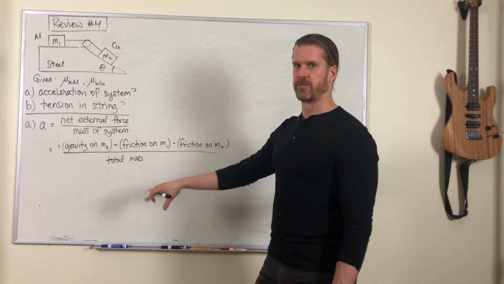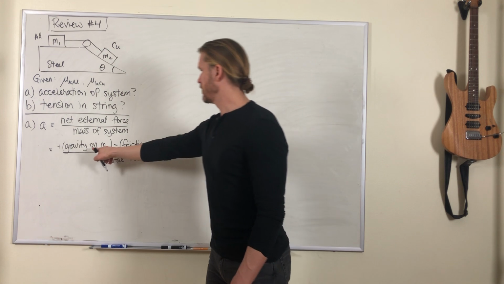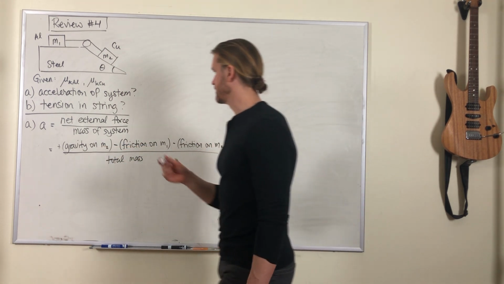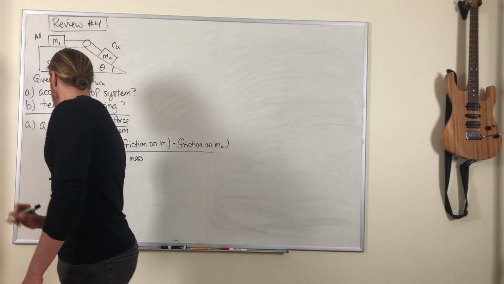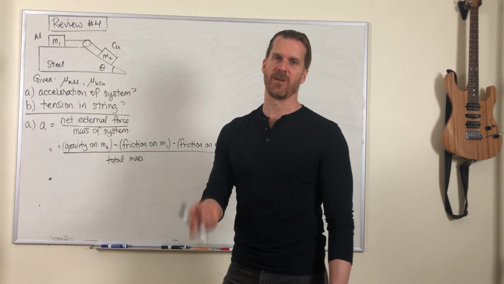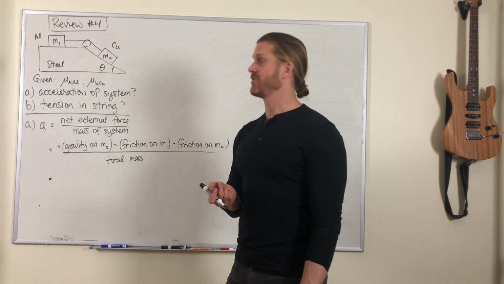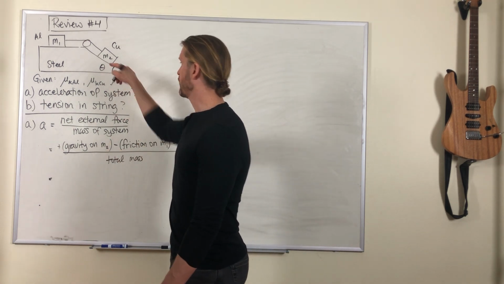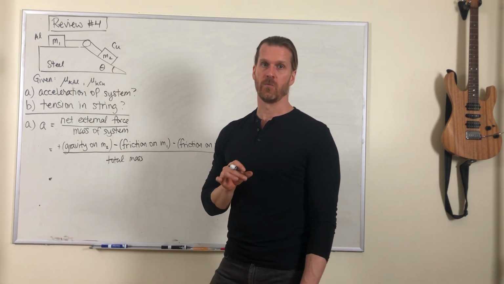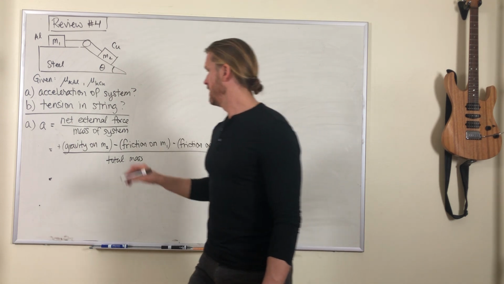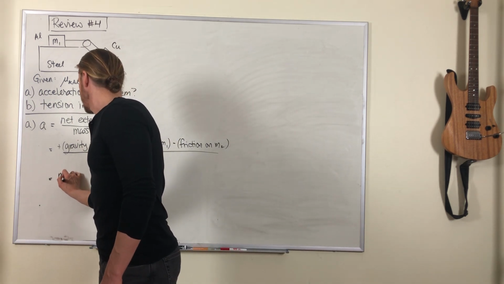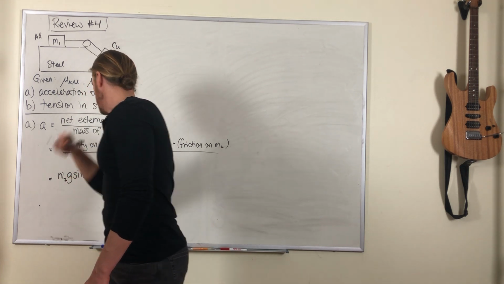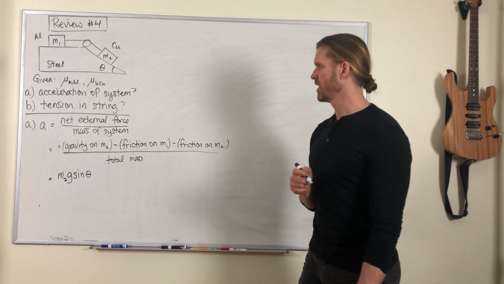All right, so now that we've written this equation in words, we need to fill in mathematical expressions for all these things. And we do this by drawing on our semester's worth of experience doing Newton's second law problems. The gravity force on M2, well, M2 is on a slope, and we've seen these slope problems before. The gravity force is M2 g sine theta.